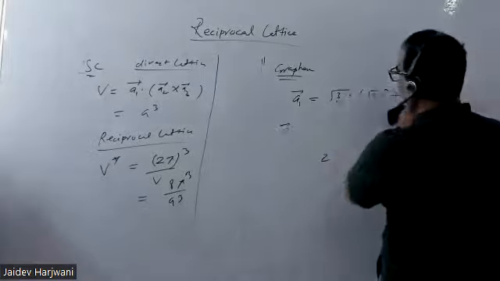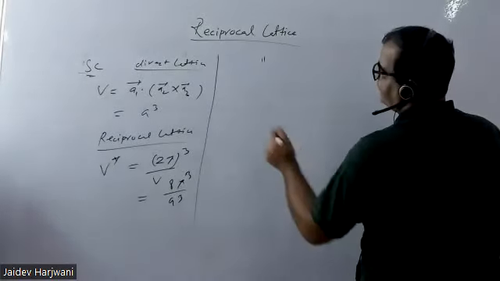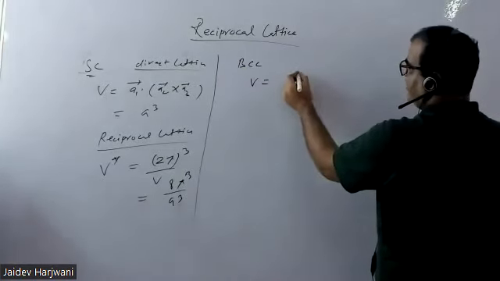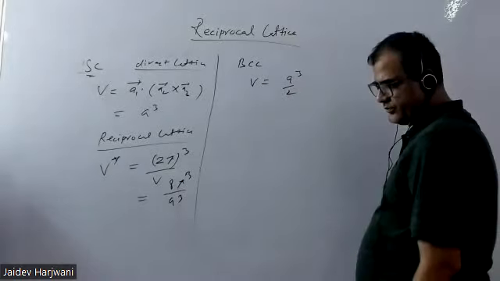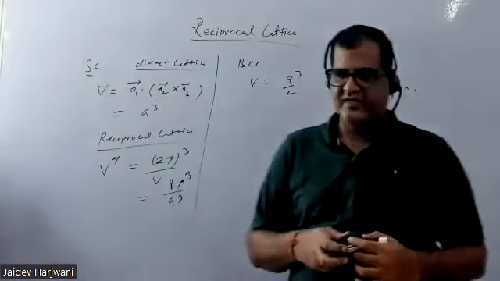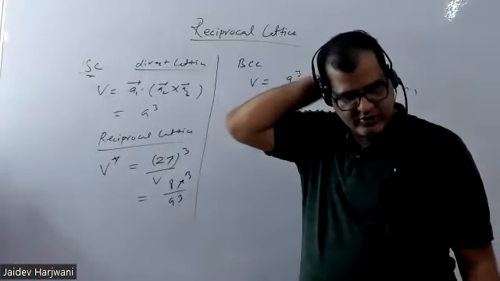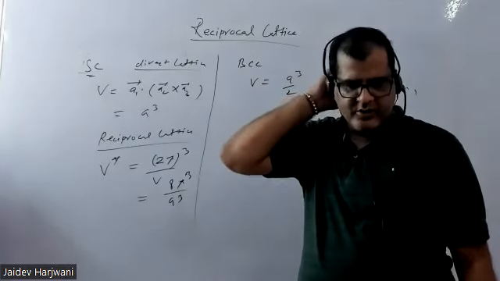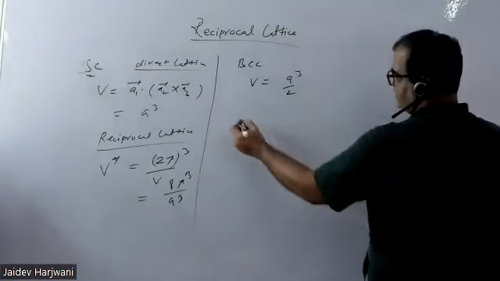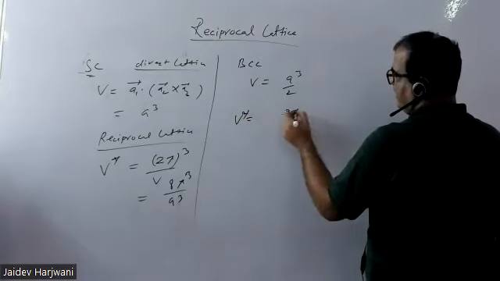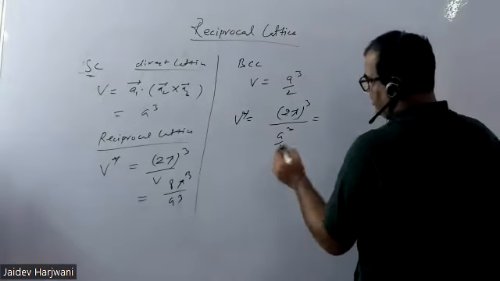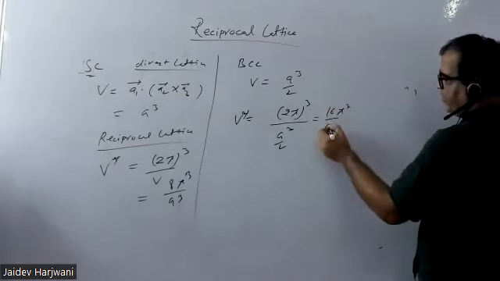Similarly, if you write for BCC, your V is what? V comes out A cube by 2, because in BCC you have 2 atoms. So the volume for 2 atoms is A cube, so the volume for one atom is A cube by 2. Similarly, in reciprocal space, that will be (2π)³ upon A cube by 2. So that will be now your 16π³ upon A cube.